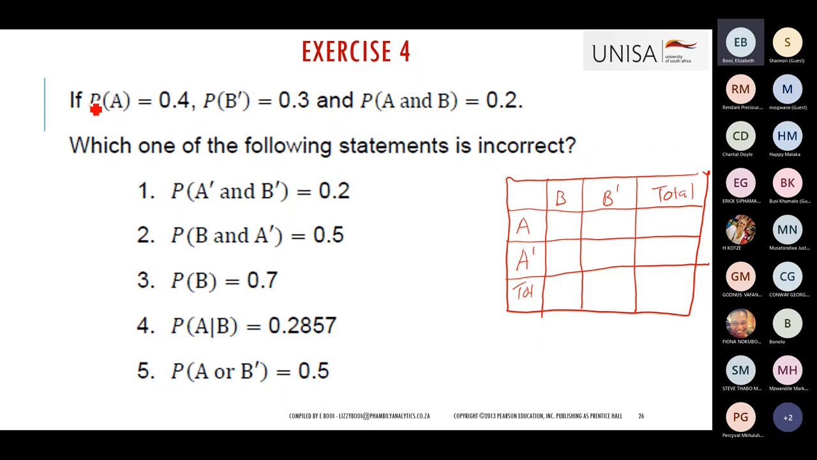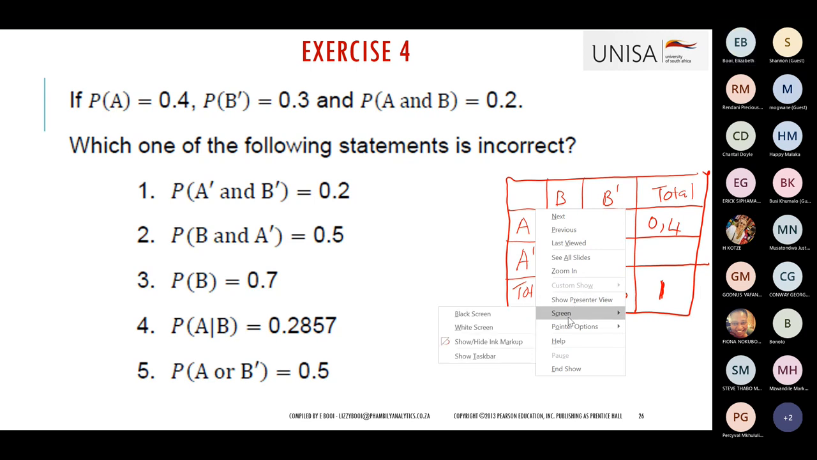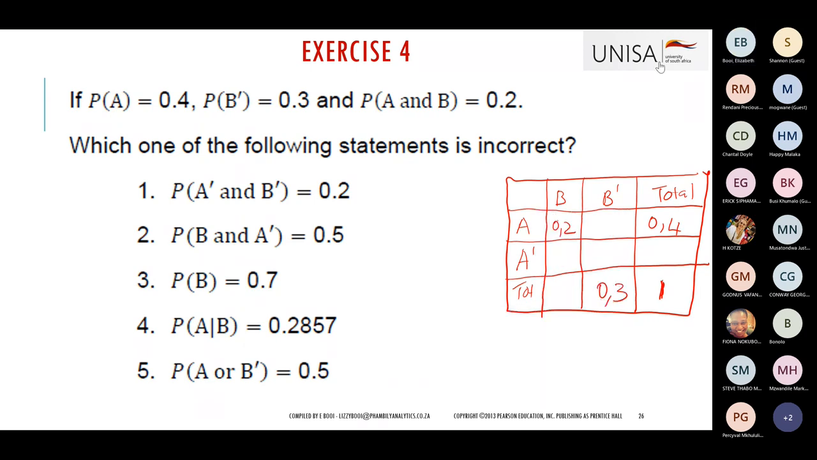So let's do that. We know that the probability of A is 0.4. And we know these are probabilities already, so this total equals 1. The probability of A, in the total, is 0.4. The probability of B complement is 0.3, which will be here. The probability of A and B is 0.2, so it's here, 0.2. Complete the entire table. I'm going to give you 2 minutes to do that. I will be back.